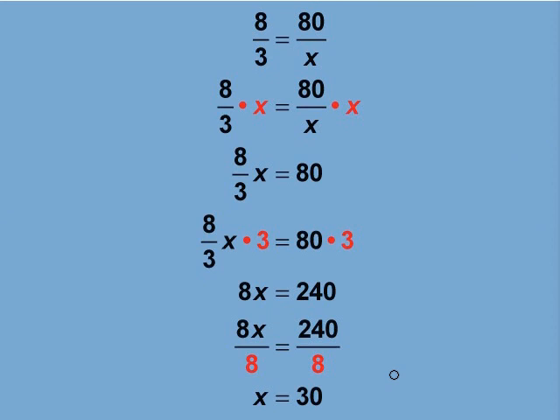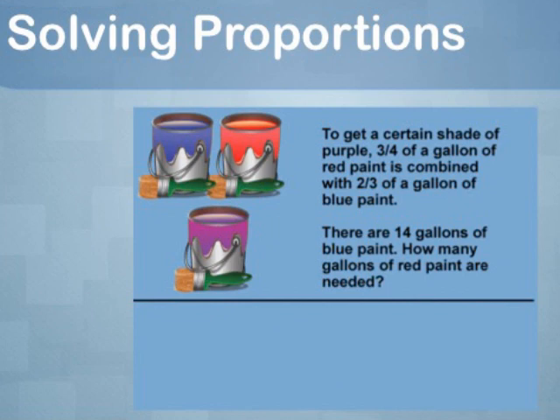Let's look at one more example, one that has fractions as both terms in the ratio. To get a certain shade of purple, 3/4 of a gallon of red paint is combined with 2/3 of a gallon of blue paint. There are 14 gallons of blue paint. How many gallons of red paint are needed? The ratio of red to blue is 3/4 to 2/3. To turn this into a ratio with whole numbers, multiply by a factor that eliminates both denominators. In this case, multiply by 12. The ratio becomes 9 to 8.